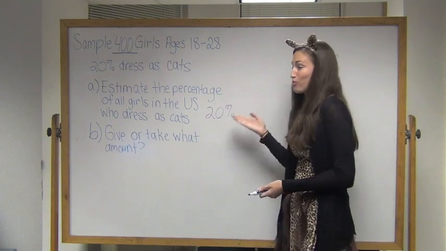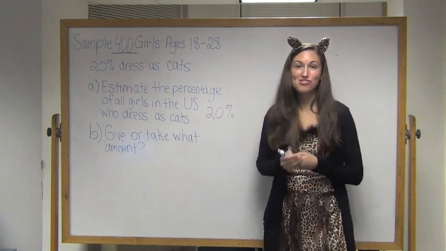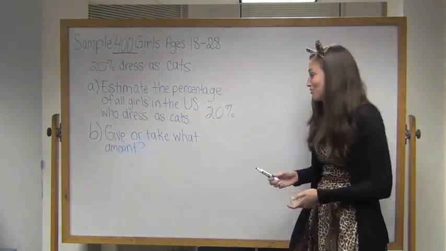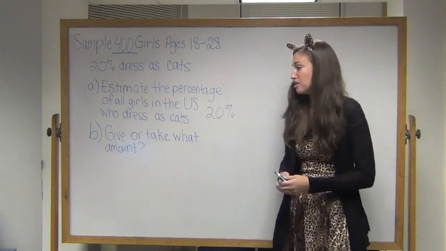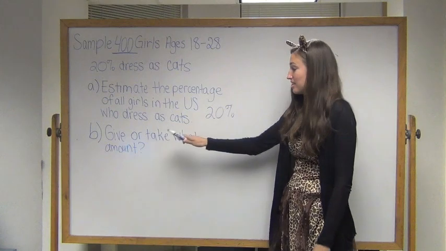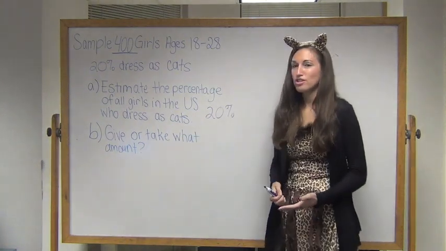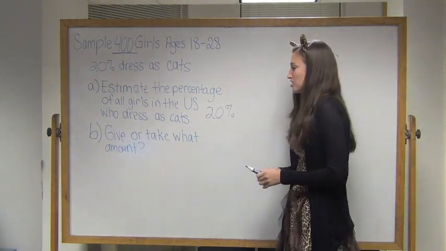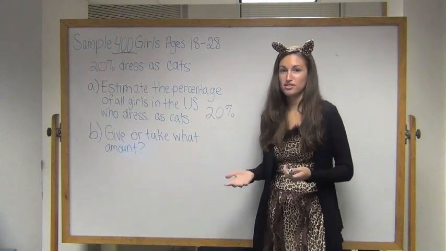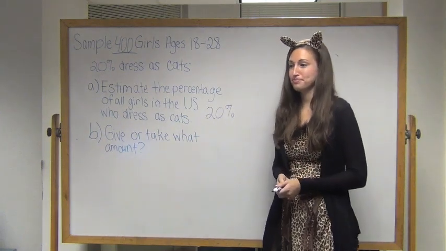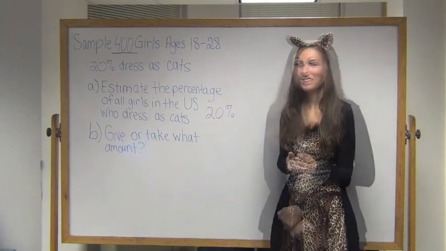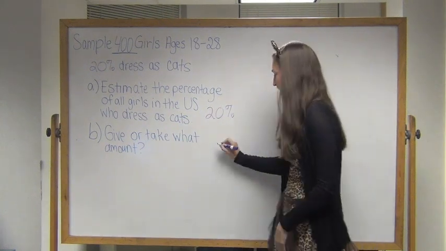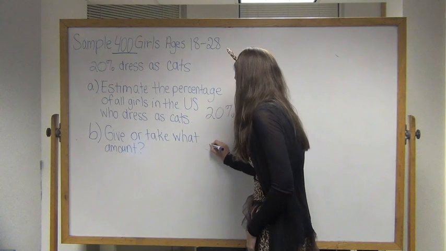However, if we just said 20%, that's a pretty strong assumption to make. Usually we say 20% give or take some number. So that's what part B is asking: give or take what amount. What do we usually use to find that amount of give or take, or that amount of wiggle room? Steve? Don't we usually use the SE percent? That's exactly right. We're going to use the SE percent.